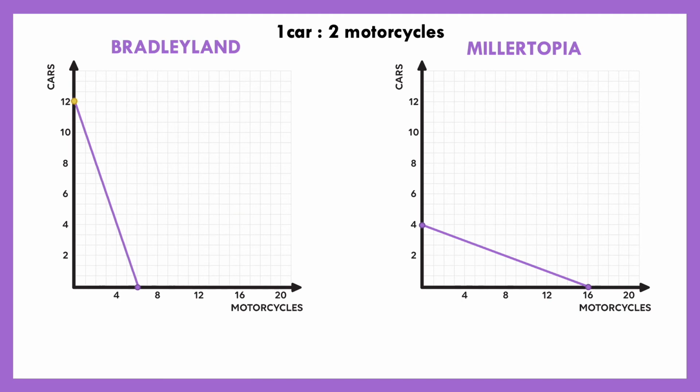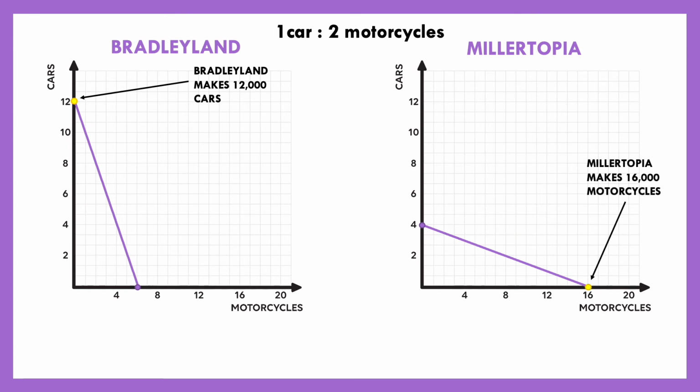Now we said that they are going to specialize. Bradley Land is going to produce right there. Bradley Land is going to make 12,000 cars at that yellow point, and Millertopia is going to produce at that yellow point, making 16,000 motorcycles. So if you notice, both of them are producing on their production possibilities curve because they can't produce beyond it. Anything outside of their production possibilities curve, we said it's impossible.